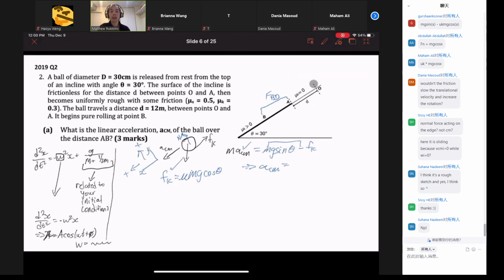But with friction, we're still going to be going down the slope, but the acceleration down the slope will be less. So what friction is going to do is slow down our acceleration. We're no longer accelerating at g sine theta, but it's also going to be providing the torque necessary to start spinning the ball. So we're still accelerating downwards, but friction is going to spin the ball faster and faster.